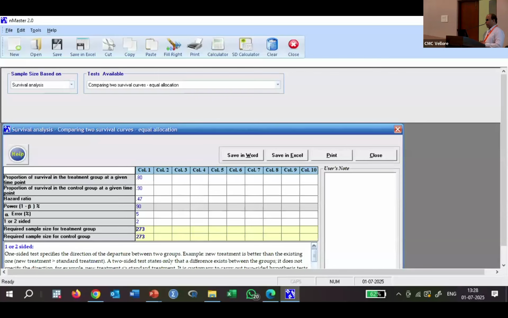Please remember, if you have a proportional hazard assumption, you don't have to specify at what time the hazard ratio is 2 or 3, because the hazard is changing over a period of time. But if you say you are going to do a study for 5 years or 10 years, then you say what the hazard is at that particular point in time. So at what time the hazard ratio applies is the proportional hazard assumption.